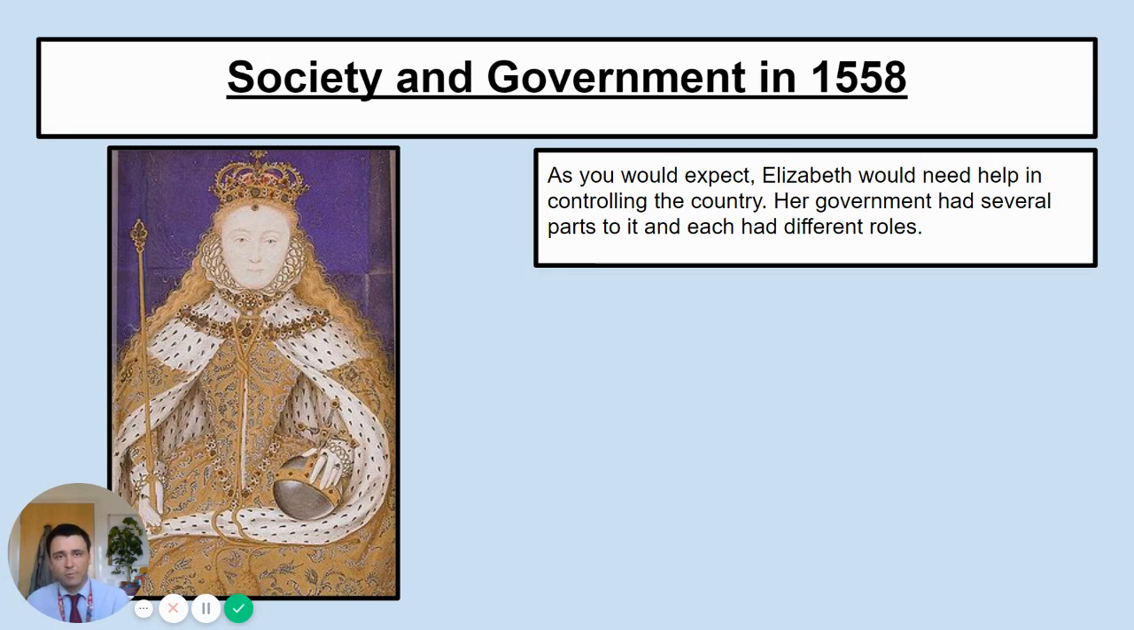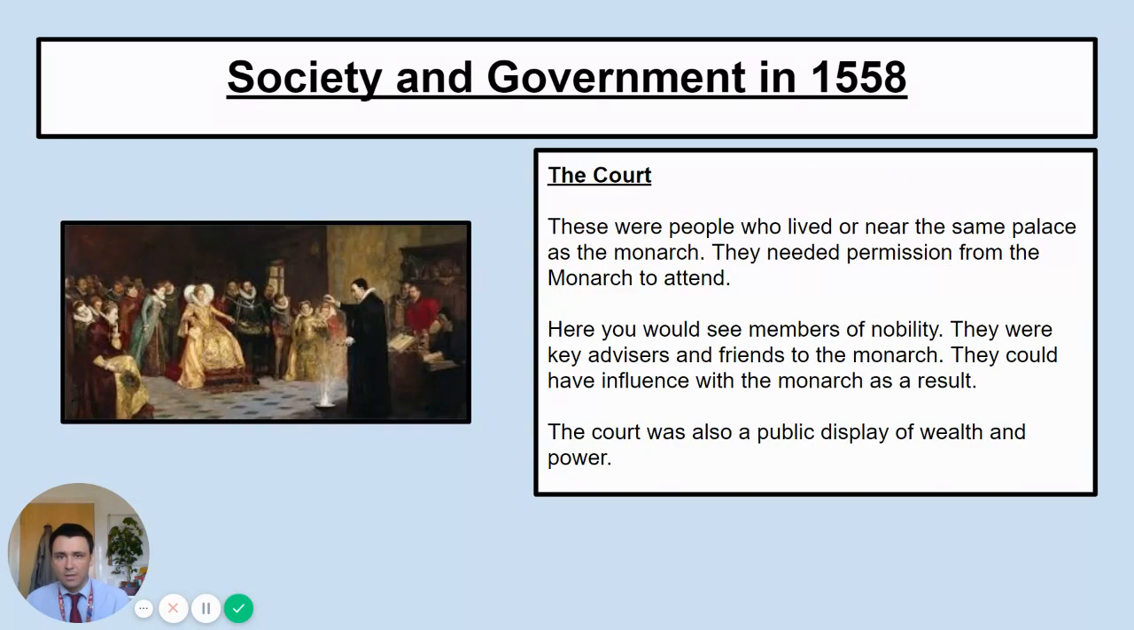So a government has got several parts to it. Each of those parts has got a different role. So let's start from the top. Let's look at the court. So we've got a picture here of that. And these are people who lived or lived near the same place as the monarch. And you needed permission from the monarch to attend. You can't just be a regular person and just turn up in the court.